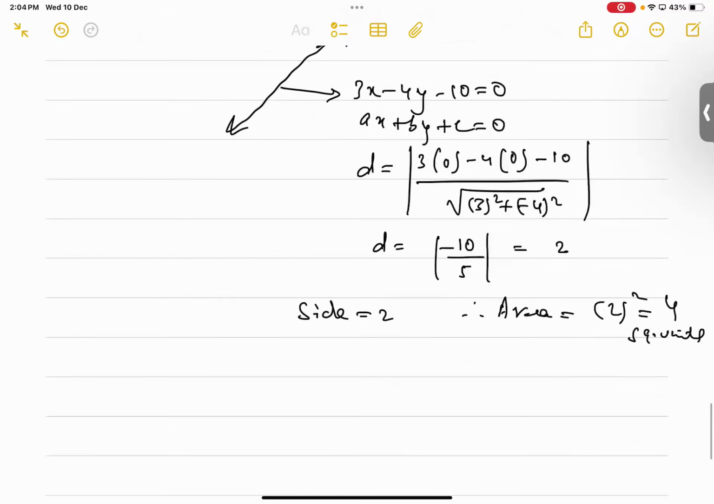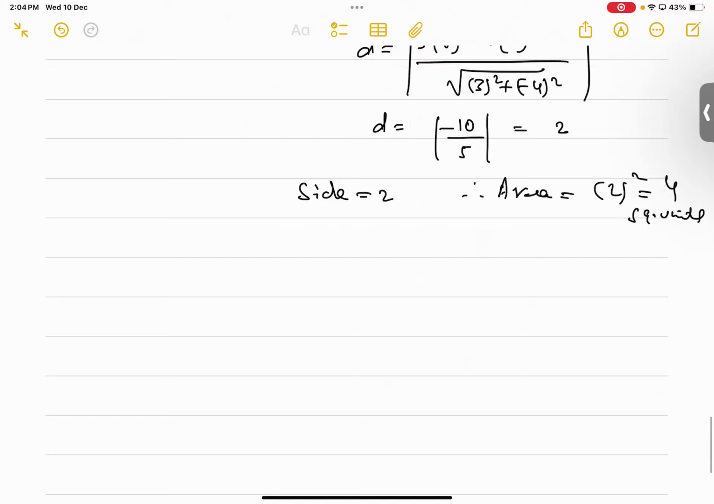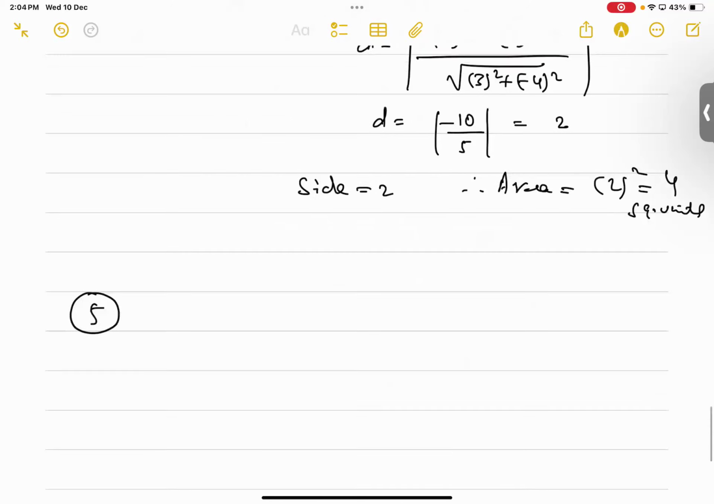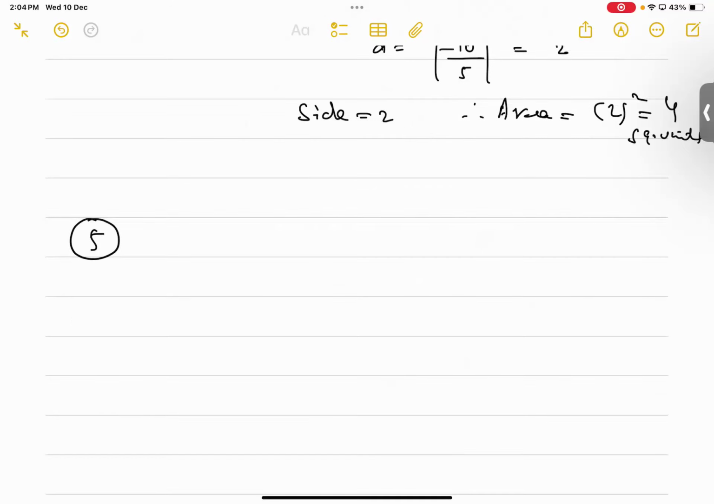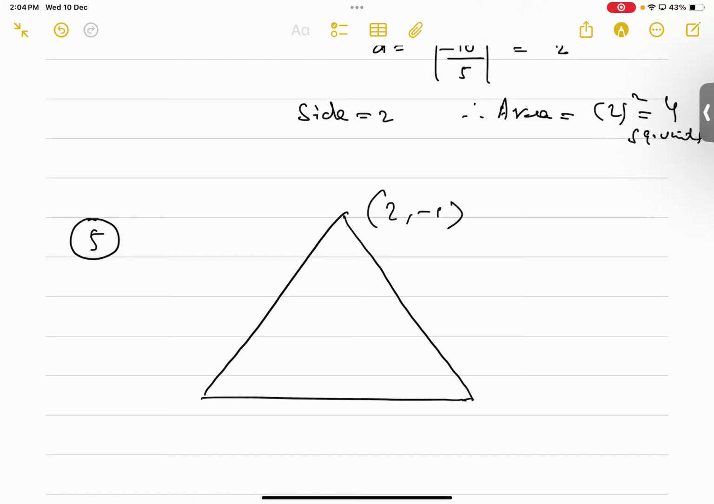Question number 5. The equation of the base of an equilateral triangle is x plus y is equal to 2, and the vertex is 2 comma minus 1. So this is 2 comma minus 1, and this base is what? x plus y equal to 2, that is x plus y minus 2 equal to 0.